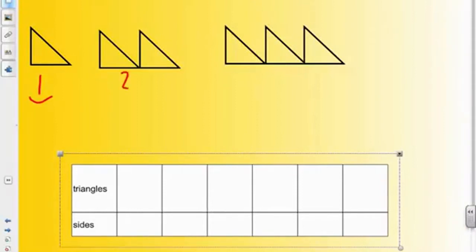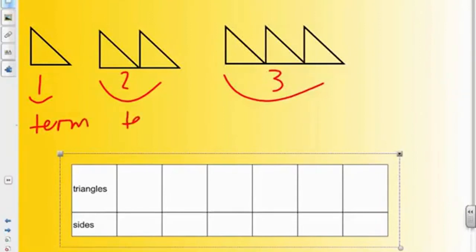This is our second bunch of triangles, okay, that's the second bunch. And this is our third bunch of triangles. We're going to even call that the third term. So you've got your first term here, your second term, and your third term. Term, it's a bit like bunches.